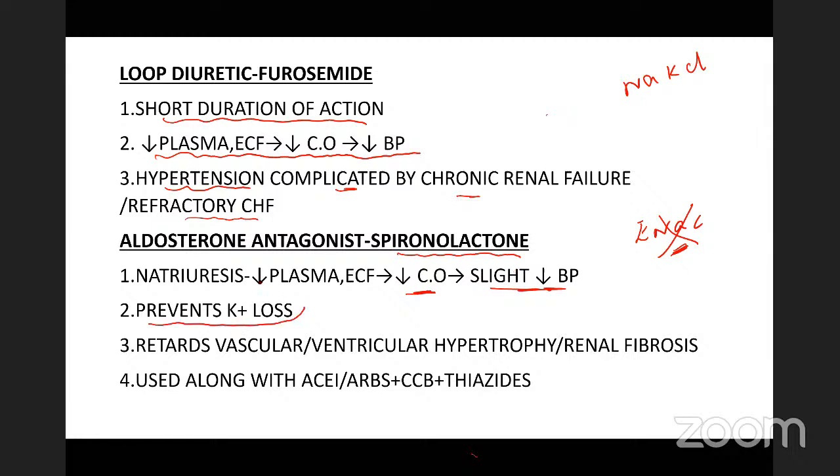So it is always combined with the thiazide diuretic, because thiazide produces hypokalemia, that is, increased excretion of potassium takes place with thiazide. To prevent that, we add spironolactone along with thiazide.